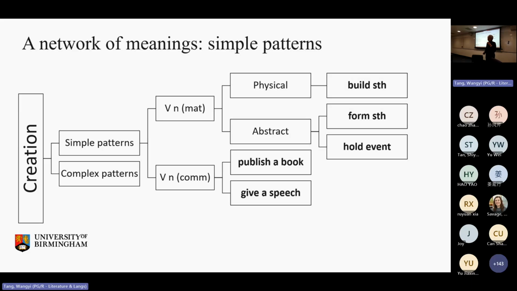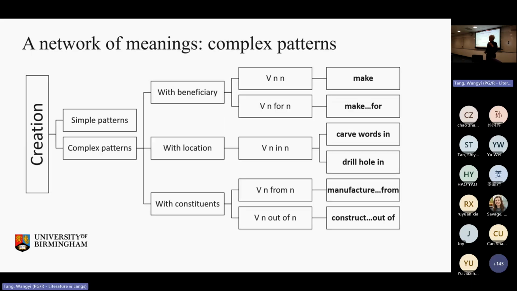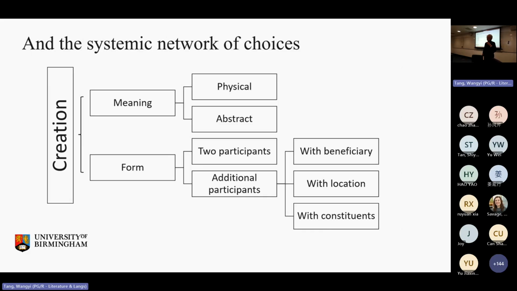So we've got a build something construction, a form something construction, a hold event construction, a publish a book, give a speech constructions. And then the complex patterns have a beneficiary or have a location or have constituents. So you make something for somebody, carve words in the rock, drill a hole in the tree, manufacture something from or out of constituent materials.